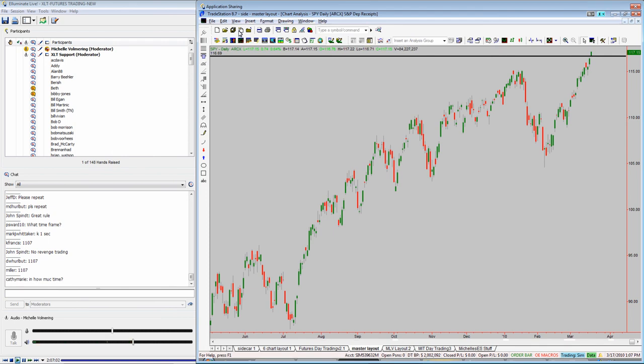Now, what does that do for me? Why is it that that's one of my risk management rules? Because it keeps me from having that need to keep entering and buying down at that low, taking another stop out. Does that make sense?